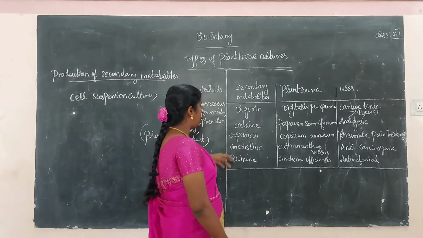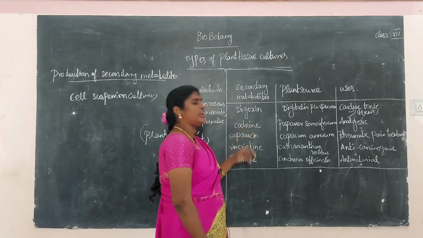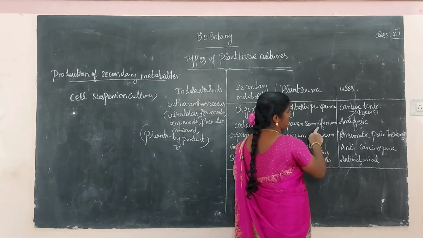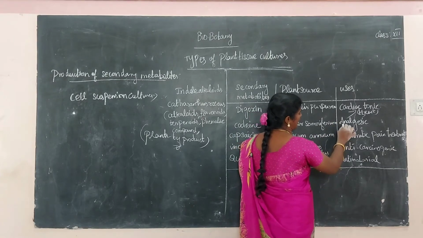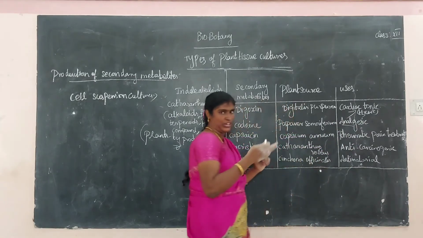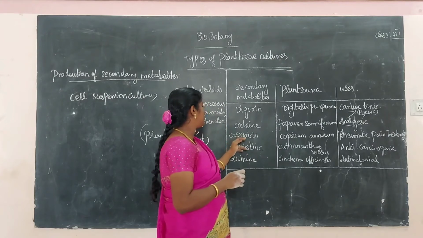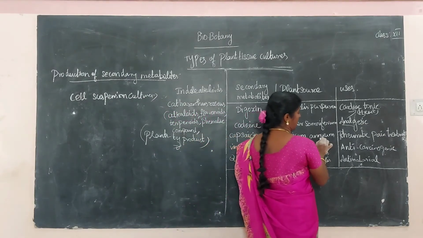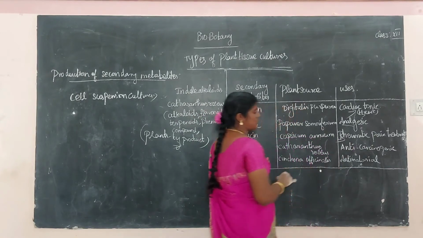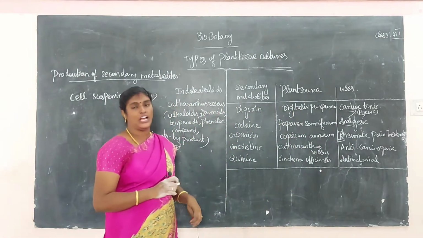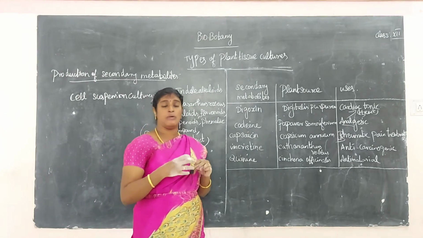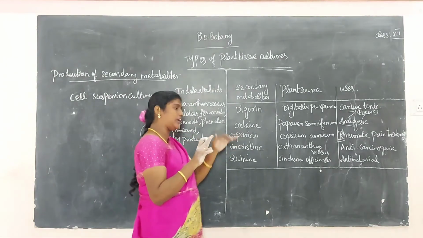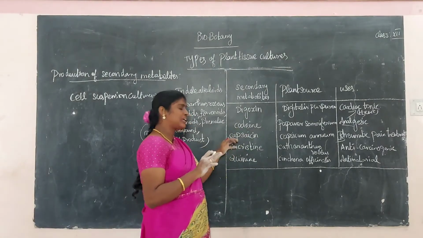Next one, codeine. The plant source is Papaver somniferum. It is mainly used as an analgesic. Next one, capsaicin. The plant source is Capsicum annuum. It is used for rheumatic pain treatment. What is rheumatic pain? Rheumatic means joint pain, knee pain, pain in the joints. That is called rheumatic pain treatment. It is mainly treated with capsaicin.